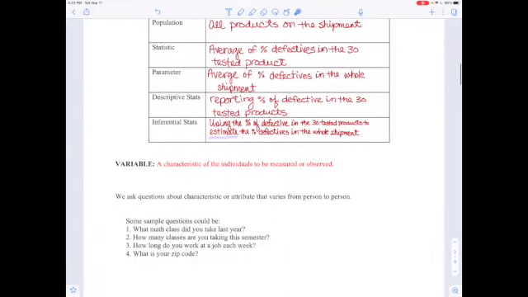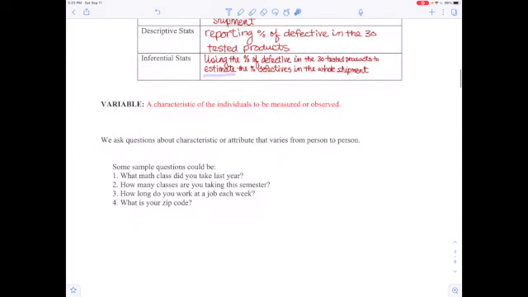The next vocab is called variable, which we have done before. Variable is a characteristic of an individual to be measured or observed. And the reason we are doing that is we are going to break down the variable into different categories. So we ask questions about characteristics or attributes that vary from person to person.